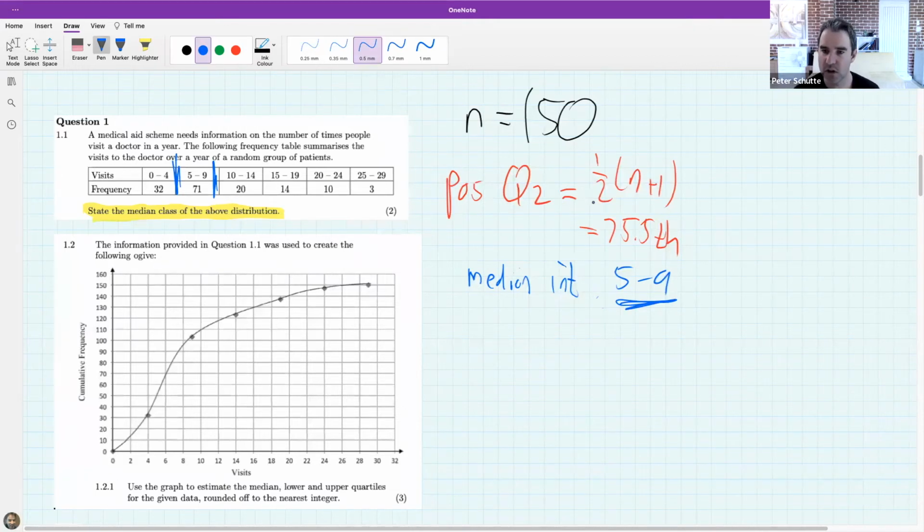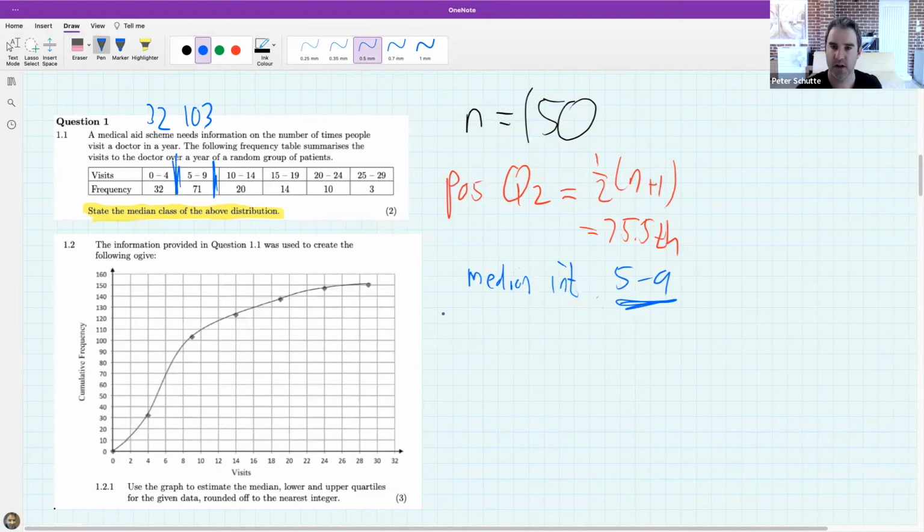So the reason it has to be that is you can imagine up to this point, we've got up to 103 items. At this point, we had 32. So sometimes you would add a cumulative frequency column, but basically we only needed to get to the 75th item to get to the median. By the end of the second interval, we've already got to 103. So it must be in the second interval, which is 5 to 9.